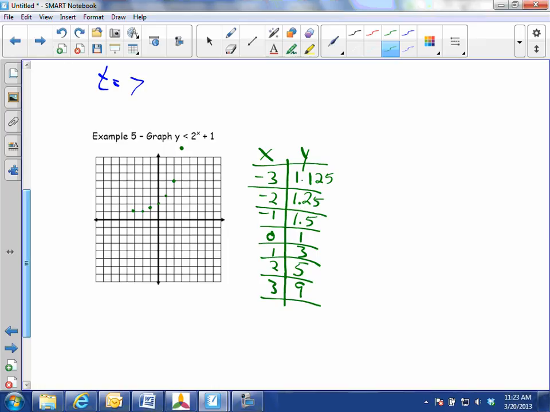Solid line or a dashed line? It's going to be dashed, right? Because it's not an or equals, it's just a less than. Okay, and then we need to figure out if we're going to shade below it or if we're going to shade above it, inside the line.